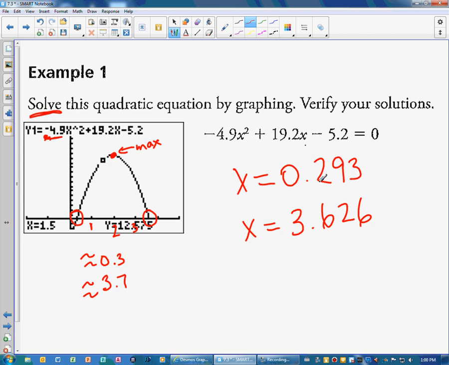Okay, solve. That means if I took this number, 0.293, and I plugged it in for x and I squared it, and I multiplied it by negative 4.9, if I plugged it in here again and multiplied it by 19.2, added them together and subtracted 5.2, I would get 0. And the same for 3.626. So it's what makes this equation true.